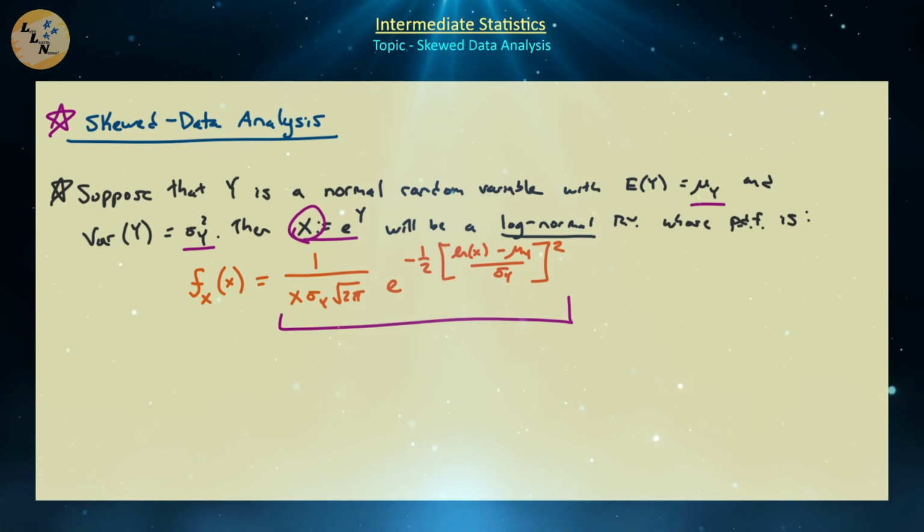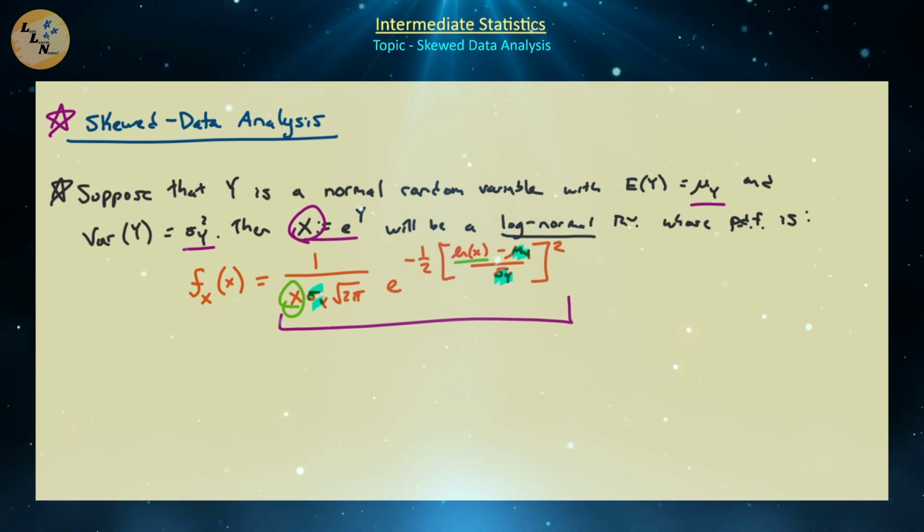Keep in mind, if you do know the probability density function for Y, i.e. the normal random variable, the only difference between it and the PDF for X is that it has X in the denominator of that leading coefficient term, and it has the natural log of X instead of X right there. Also note that these terms, mu_Y and sigma_Y, in those three places, are the mean and standard deviation of Y, not X. Therefore, it's very important to interpret those terms not as the standard deviation and the mean of the log normal random variable, but rather the standard deviation and the mean of the normal random variable from which the log normal random variable was developed.